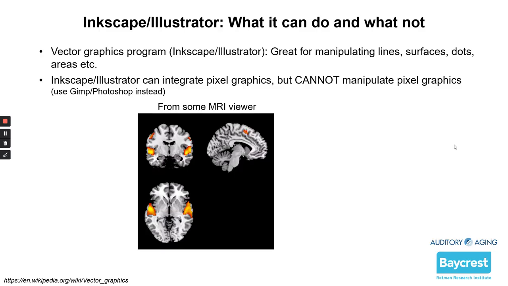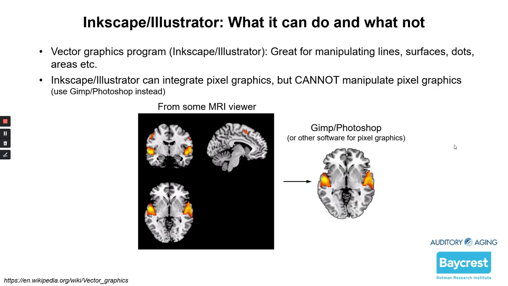So when you get your fMRI plots from your fMRI viewer, you could use GIMP or Photoshop, for example, to remove the black background and then integrate that image into your figure that you build with the vector graphics program. And I provide on my webpage a hands-on tutorial that teaches you how to get started on creating scientific figures using Inkscape or Illustrator.